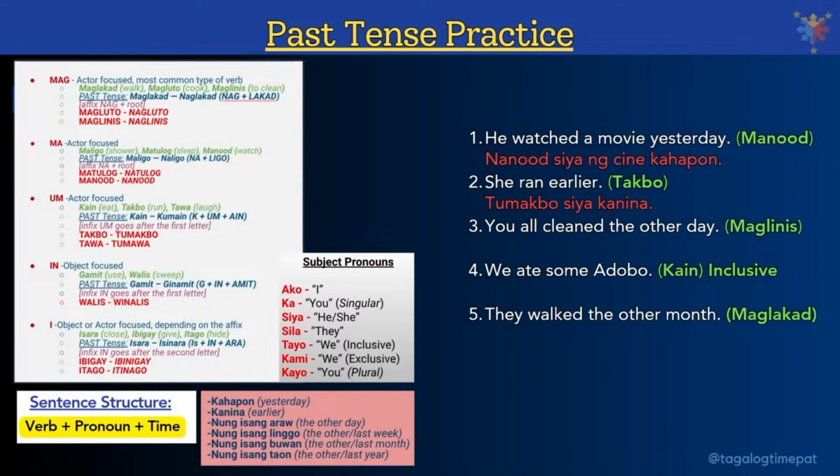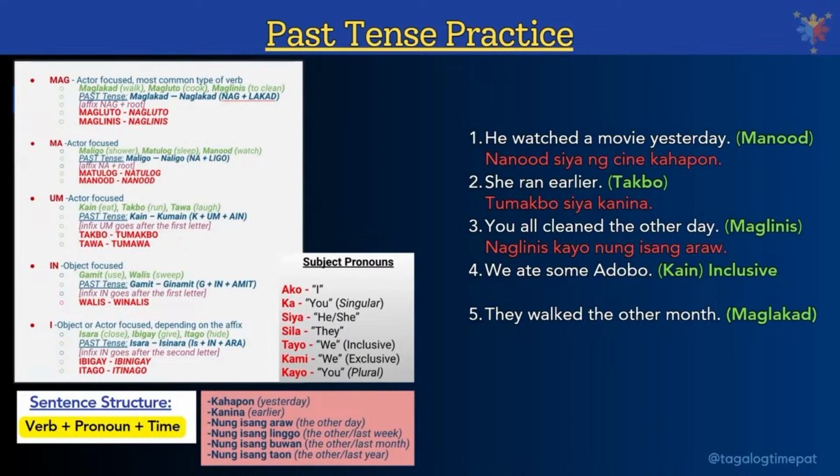Number 3, you all cleaned the other day. Maglinis means to clean. Naglinis kayo nung isang araw. Naglinis kayo nung isang araw. You all cleaned the other day.